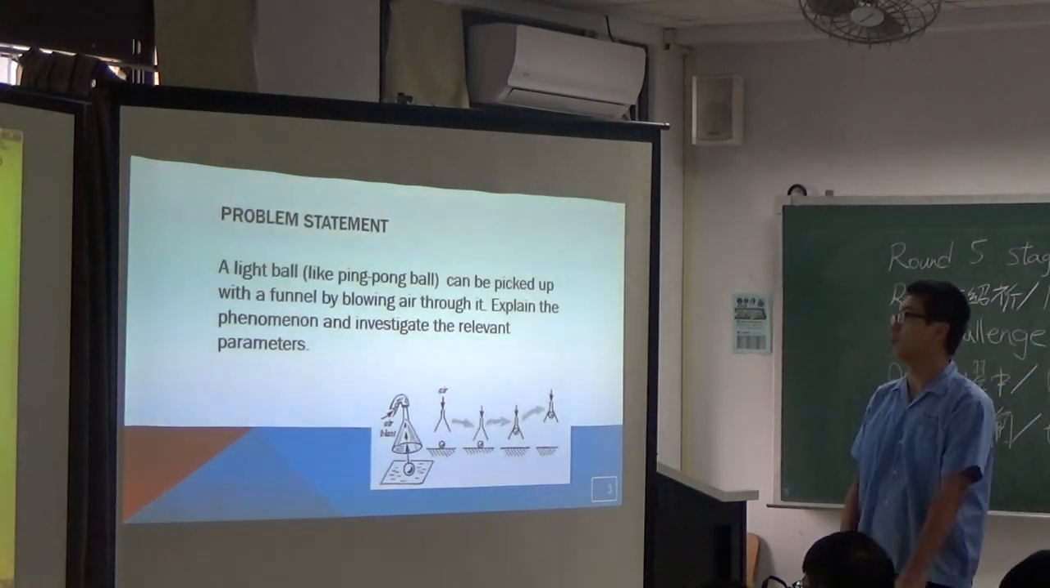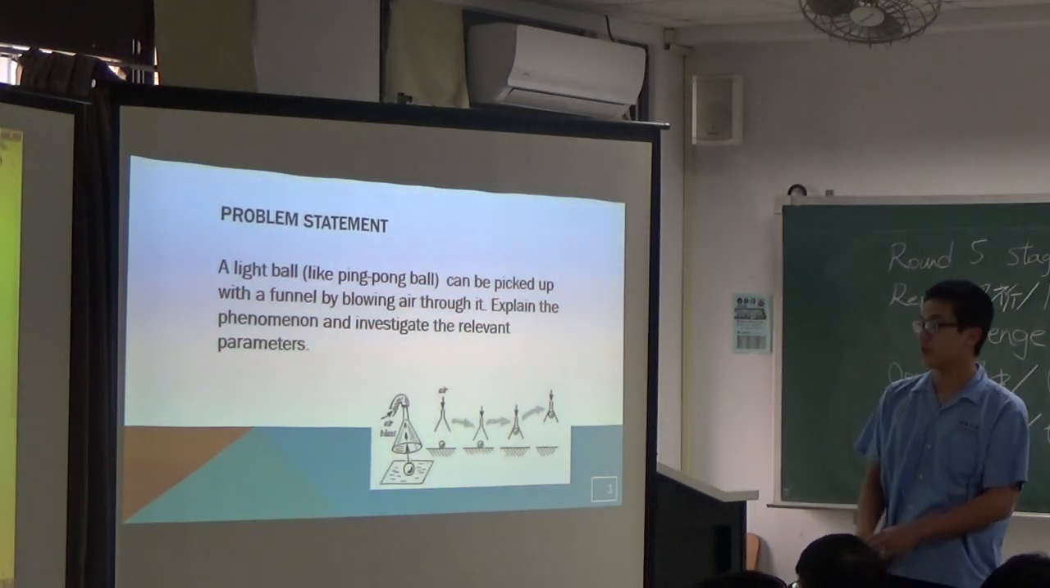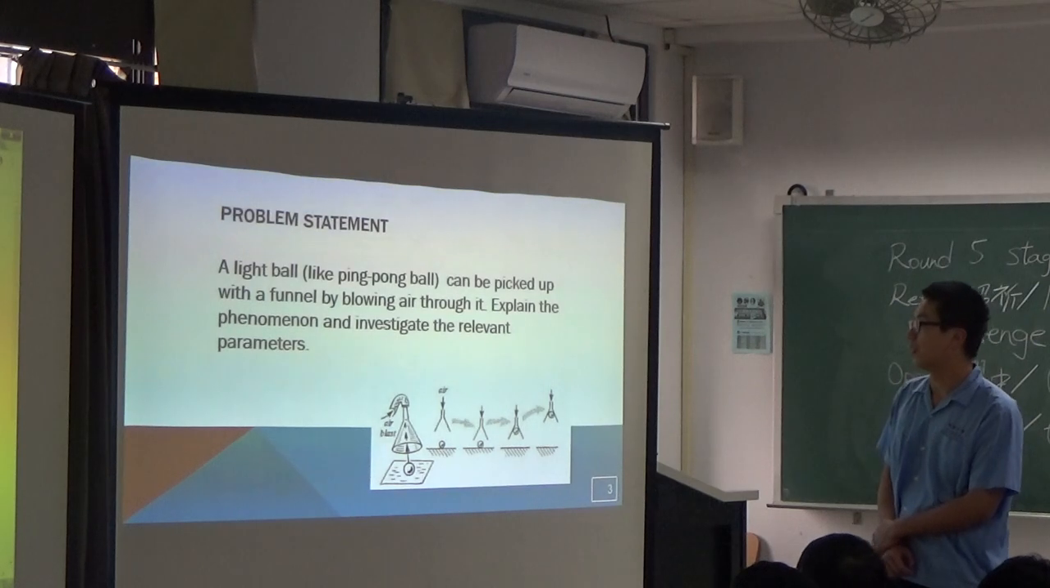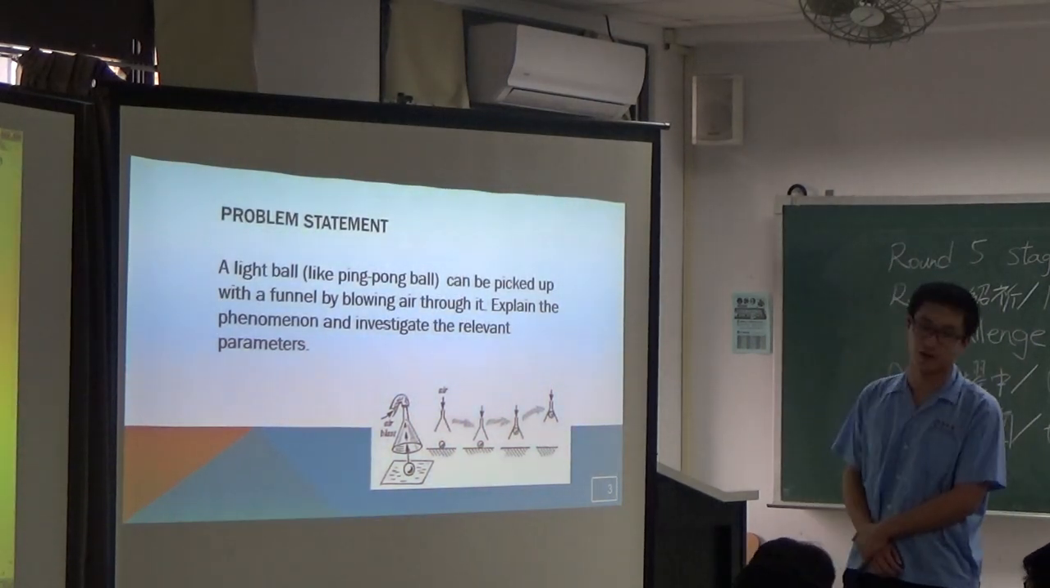And this is the problem statement. A light bulb can be picked up by blowing air into the funnel. Explain the phenomenon and investigate the relevant parameters.